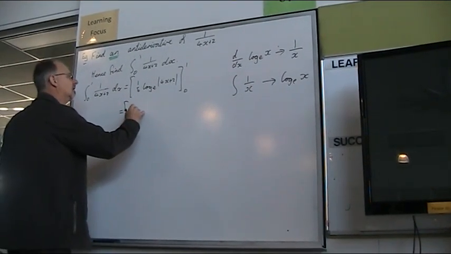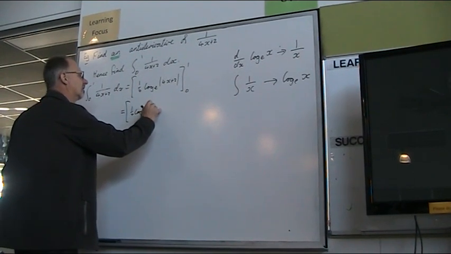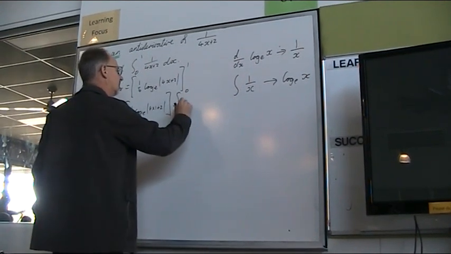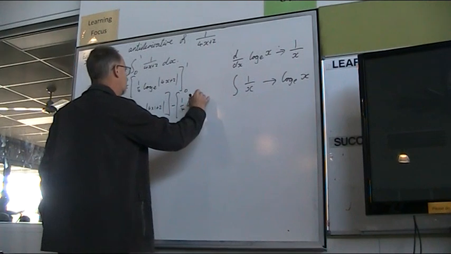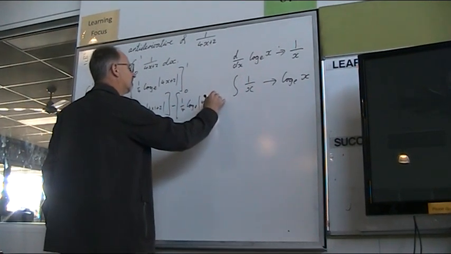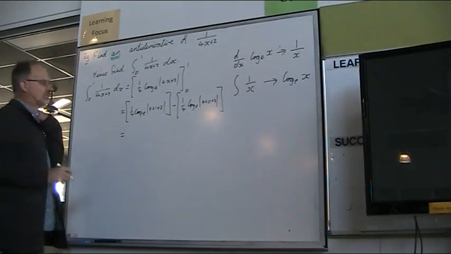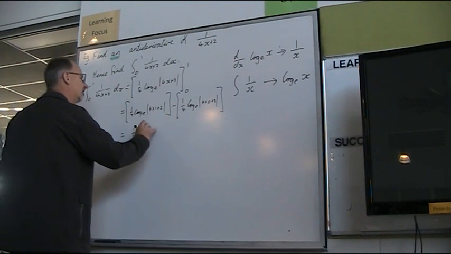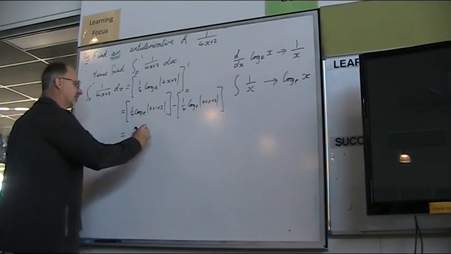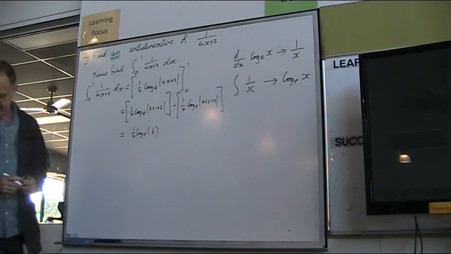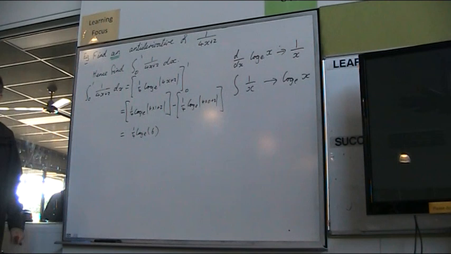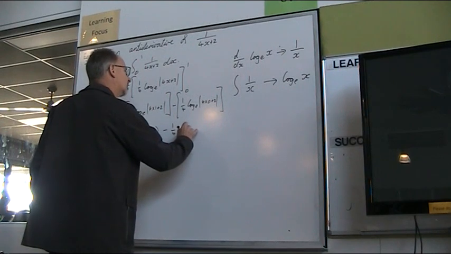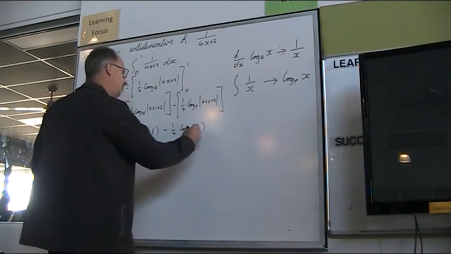So a quarter log to the base e of 4 times 1 plus 2, minus a quarter log to the base e of 4 times 0 plus 2. So we've got a quarter log to the base e of 4 plus 2, which is 6. And 6 is a positive number, so I no longer need the modulus signs. Minus a quarter log to the base e of 2.